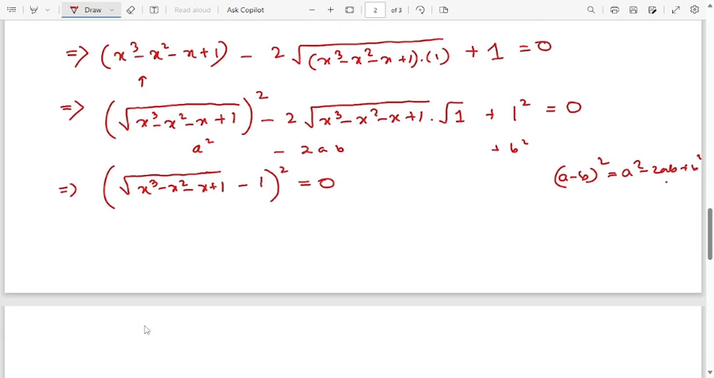Because we are simplifying the equation, the whole left hand side is reduced to this form. Very simple form and very good looking. So now this whole square equals 0. We are taking the square root on both sides of the equation.